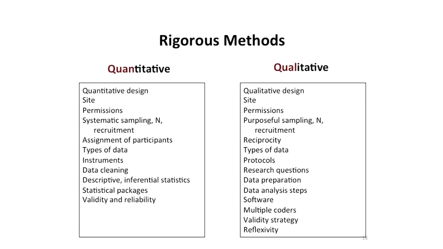We also need to attend to how we collect the data from sites, permissions, a systematic or a purposeful sampling, an adequate N or number of people that we study. We need to have multiple forms of data collection.